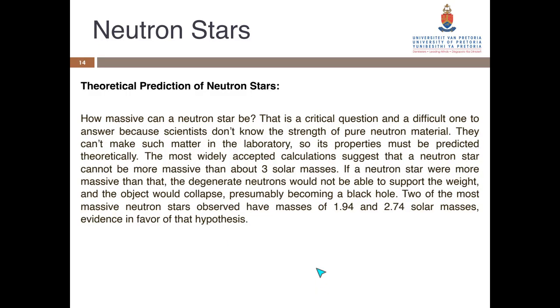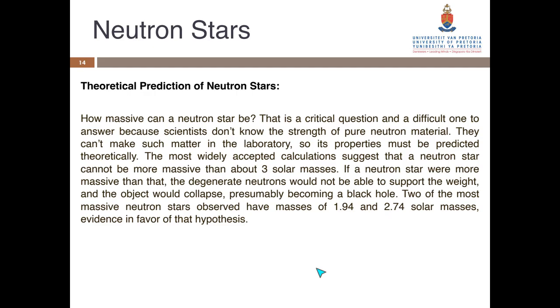So how massive can a neutron star be? That is a critical question, and a difficult one to answer, because scientists don't know the strength of pure neutron material. They can't make such matter in the laboratory, so its properties must be predicted theoretically. The most widely accepted calculations suggest that a neutron star cannot be more massive than about 3 solar masses.